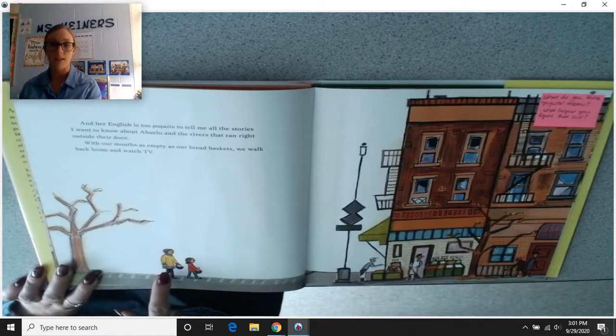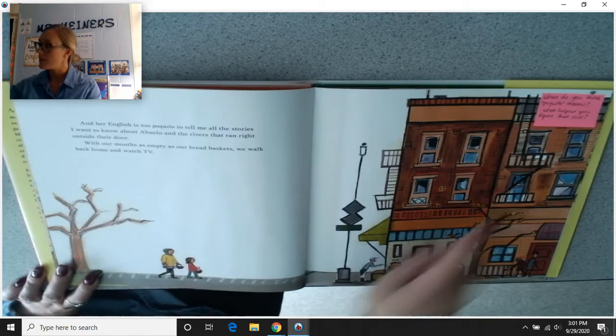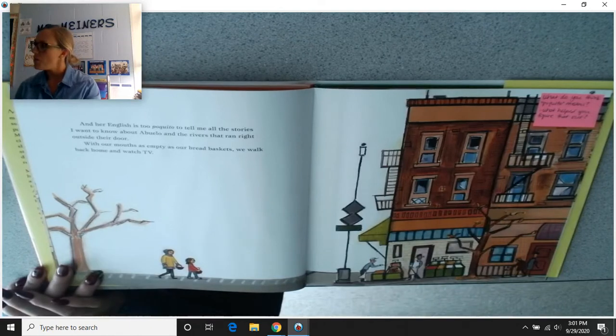So we've got Abuela and Mia. Here we've got a question. What do you think poquito means? Let me reread that first sentence.